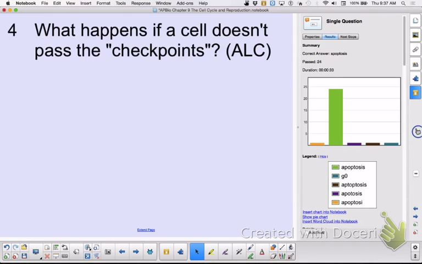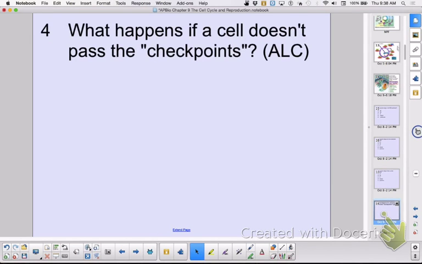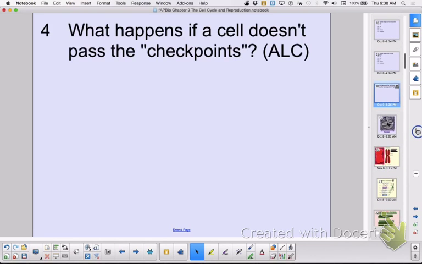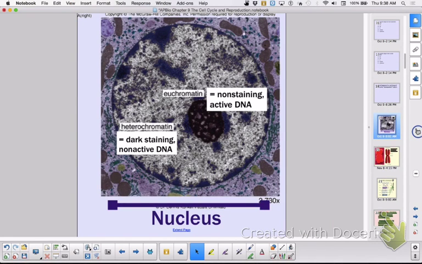Oh, not G0, apoptosis. If it doesn't pass the checkpoint, now, G0 could be a normal part where you're not making any more of those cells, right? So my bone cells right now are in G0. My osteocytes are in G0 because I'm not growing anymore, right? So that doesn't mean they need to be committing suicide. I just don't want them to grow anymore. So if you don't pass the checkpoints, then it would be apoptosis. Okay, and I believe that is the end of the questions on that section. So we'll stop it right here. Be smart.